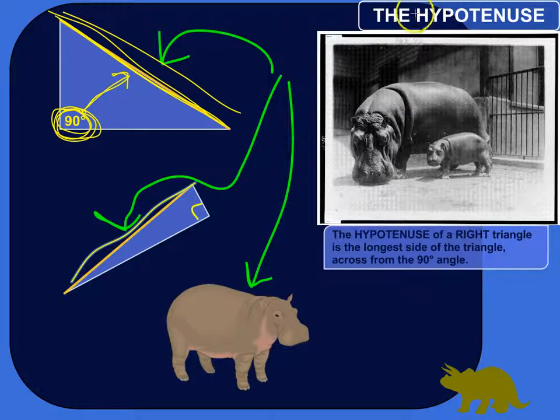And I wanted to share with you where this name comes from. This is a very strange name, right? Hypo means under. So if you have hypothermia, that means your temperature. Therm has to do with heat, like thermal vents or a thermometer. So hypothermia means your body temperature has gone under what's safe. So hypo means under, and tenuse comes from a word that means to stretch.